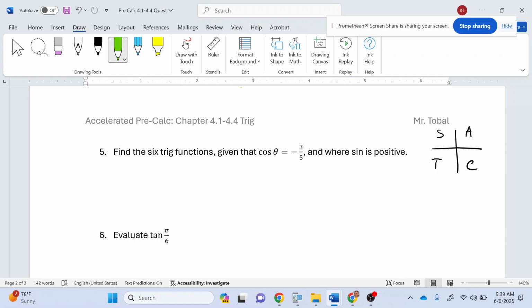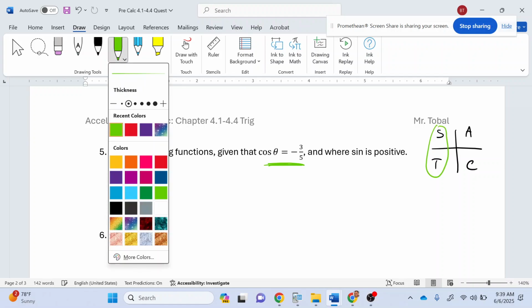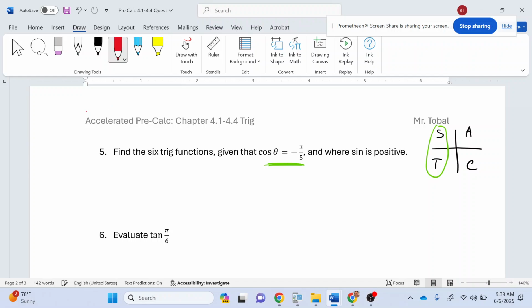For the cosine to be negative, A and C is where cosine is positive. So S and T is where cosine is negative. And then also, where sine is positive, that has to be A and S. So the quadrant this belongs in is the second quadrant, the top left. So I know I have some mystery right triangle that kind of looks like this.